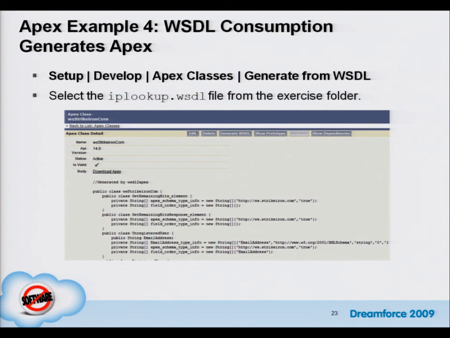Okay? So if you have a service like Hoover's or an Oracle Web Service Connector, you want to connect through SOAP, we can take their WSDL and consume it, and it generates Apex code that you can then use in your app to make these SOAP calls. Okay?